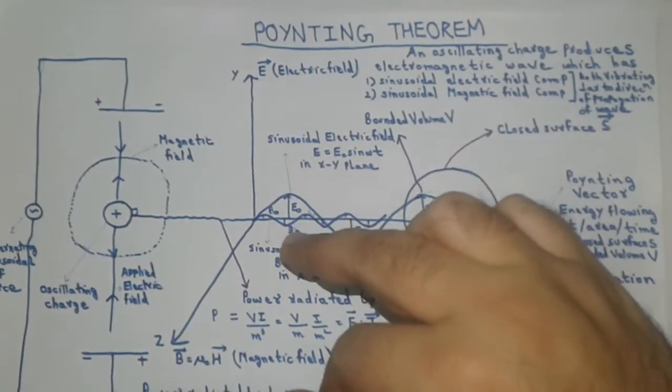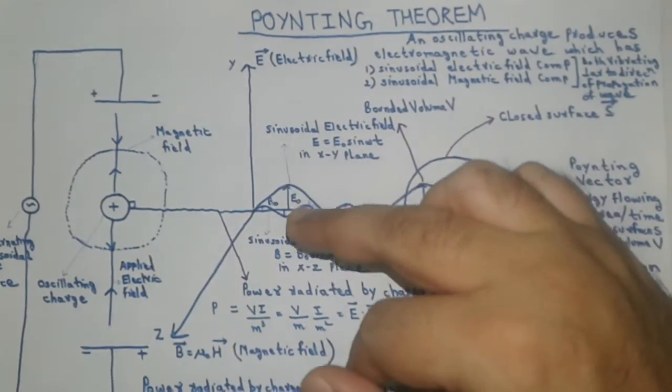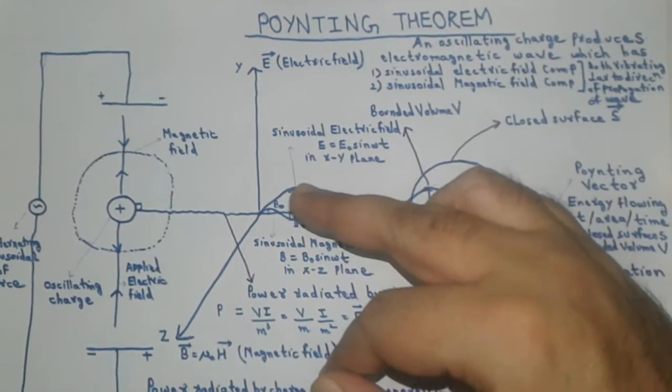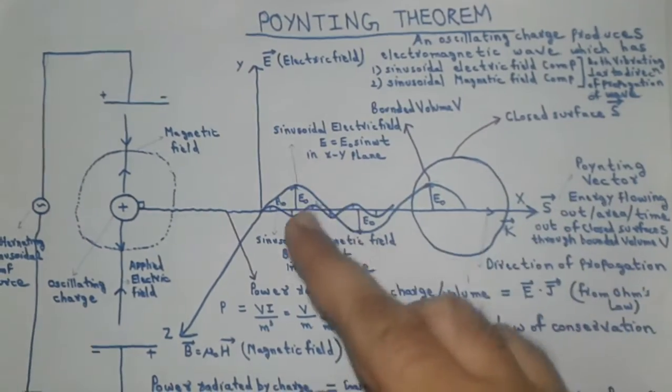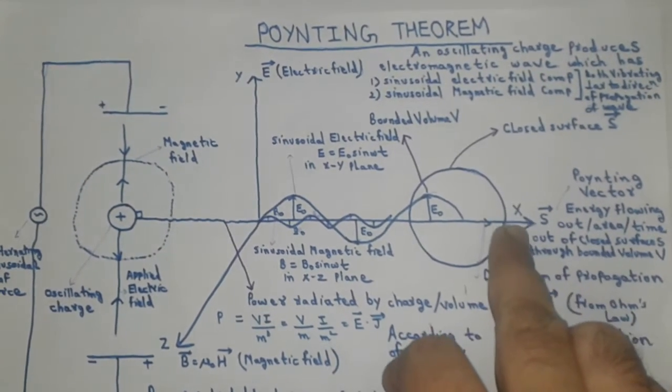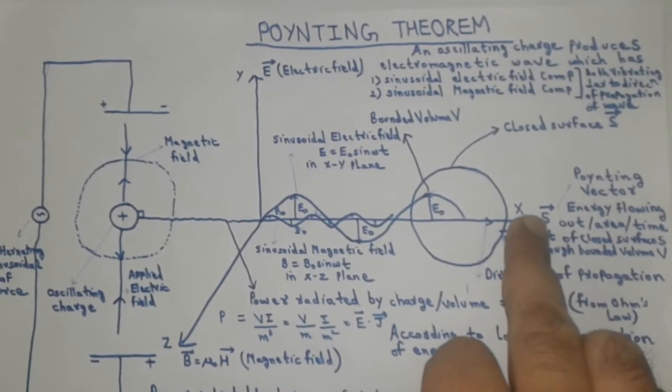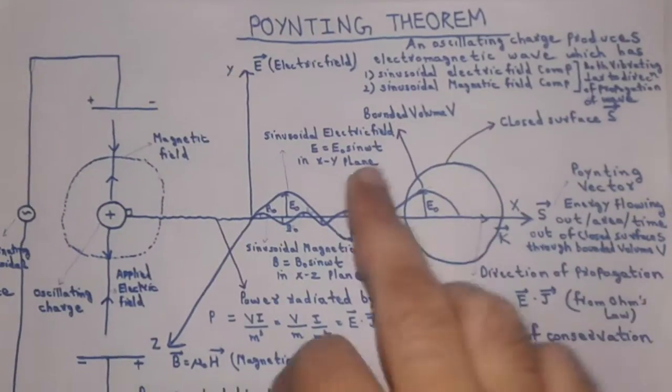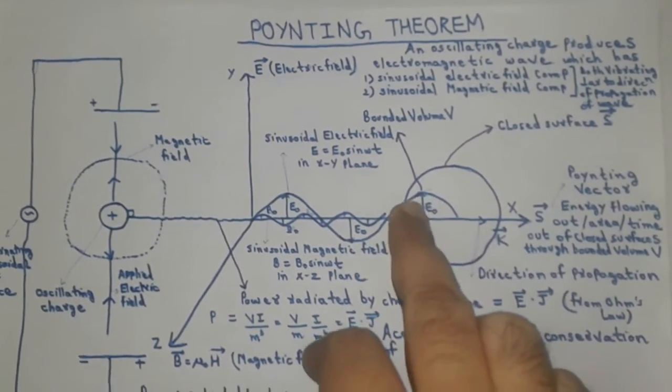Hence, both the electric field vibrating in the xy plane and the magnetic field vibrating in the xz plane vibrate in a direction perpendicular to the direction of propagation of wave, which is in the x direction in this case. Hence, electromagnetic waves are transverse in nature.